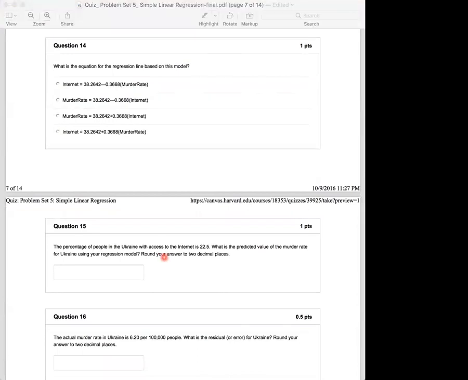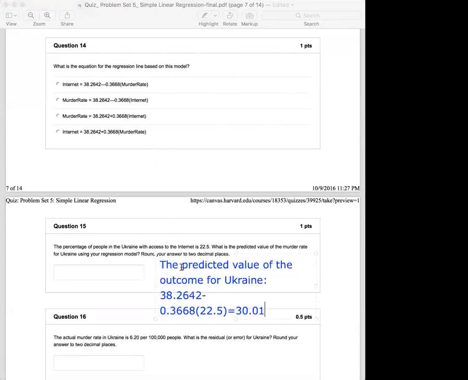Then on question 15, we say, the percentage of people in the Ukraine with access to the internet is 22.55. What is the predicted value of murder rate for Ukraine using your regression model? And basically, we're going to use some math here, and we're going to take that regression line, and here I have it typed out. We take our value from the regression line, and then we substitute our value of 22.55 for our x variable.